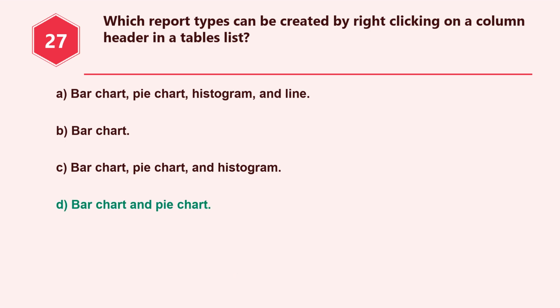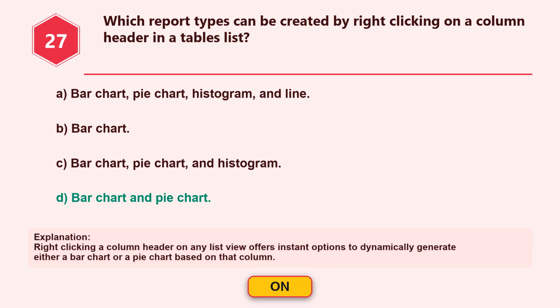The correct answer is option D. Bar chart and pie chart. Right-clicking a column header on any list view offers instant options to dynamically generate either a bar chart or a pie chart based on that column.